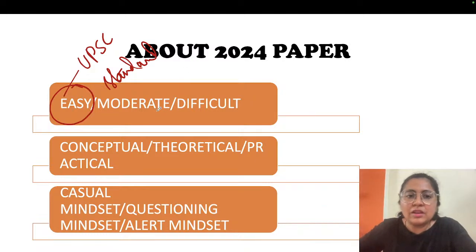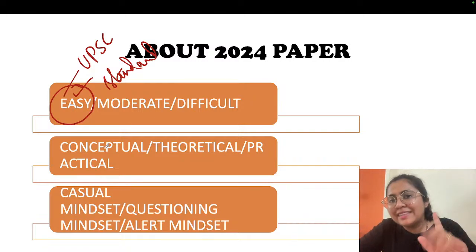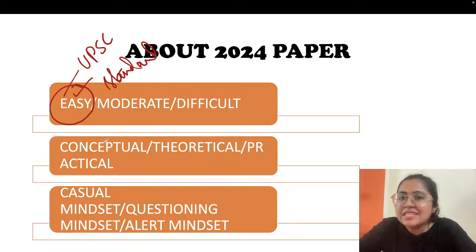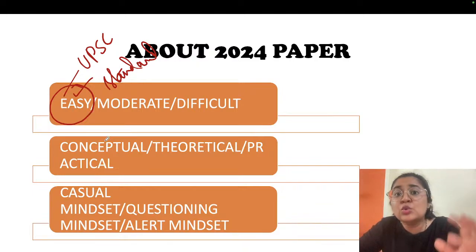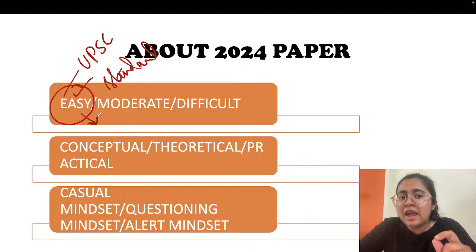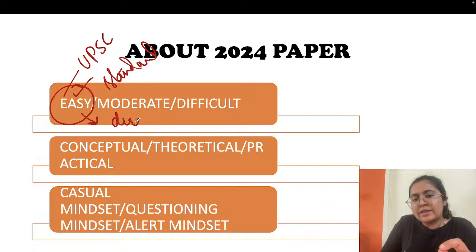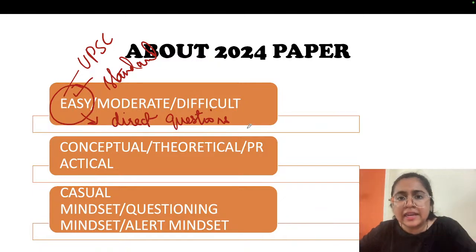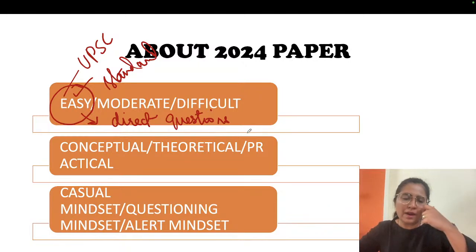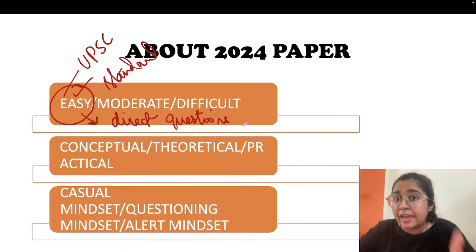So first things first, this paper was an easy one, but that doesn't mean that you need to be less alert about it, or think that it was an easy paper so it was easy to crack. No, by easy paper, I mean that there were many direct questions, taken directly from a theory, a concept, a terminology. Right from part A to part C, plenty of such questions were direct in nature. That's why I call it an easy paper.